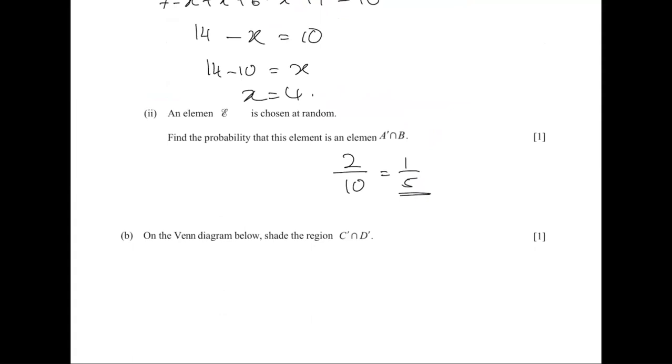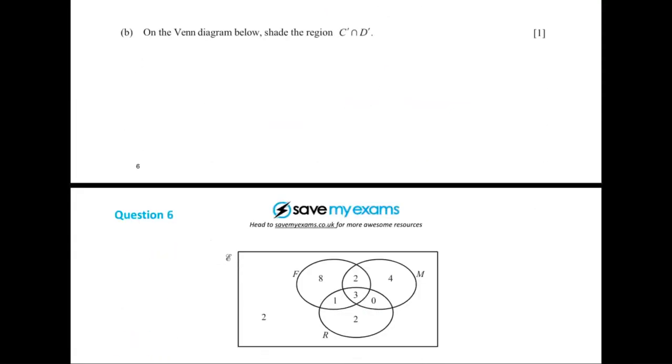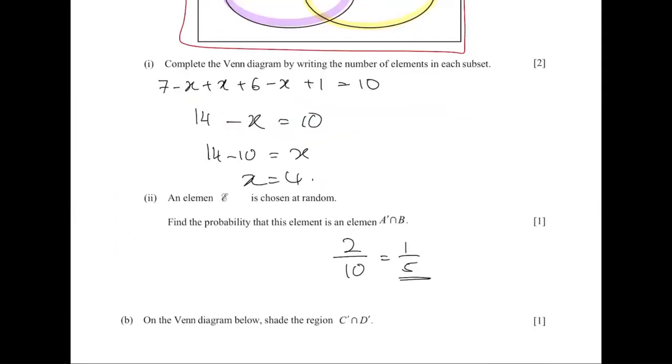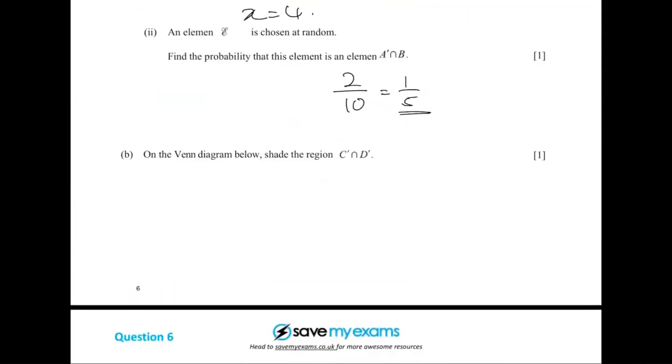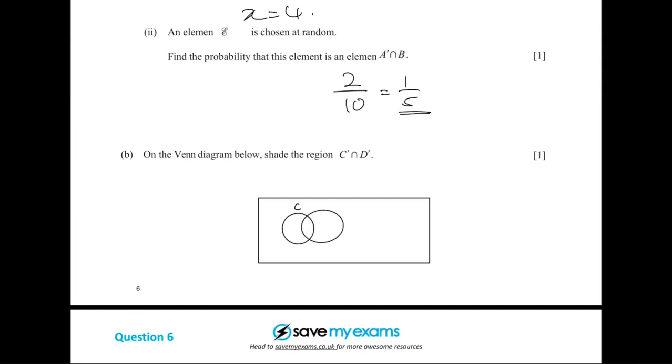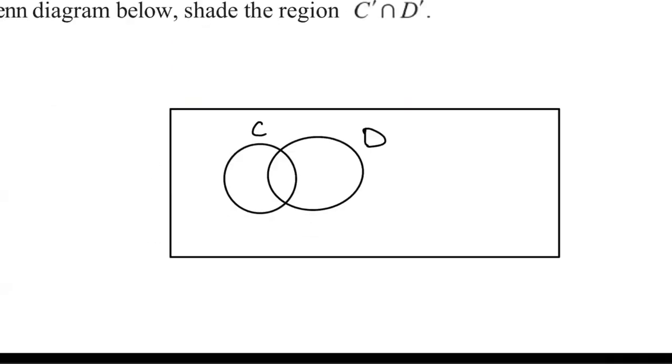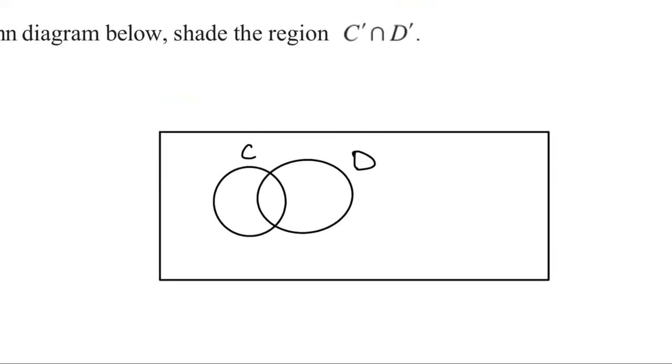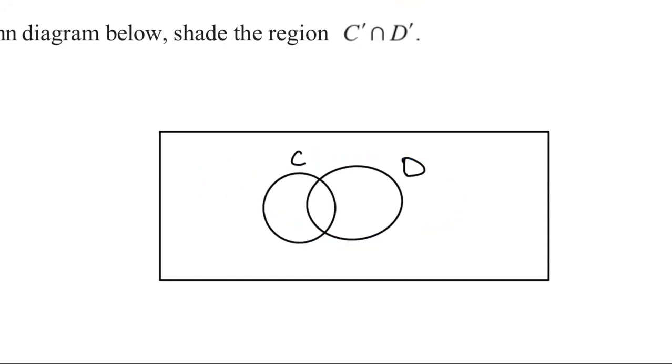On the Venn diagram below, shade the region C intersect D prime. Well, let's just draw this now. C prime that intersects with D prime. Basically everything else on the outside. C prime will intersect with D prime. Here.